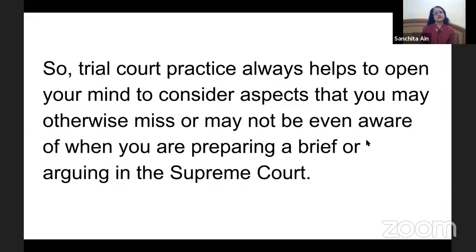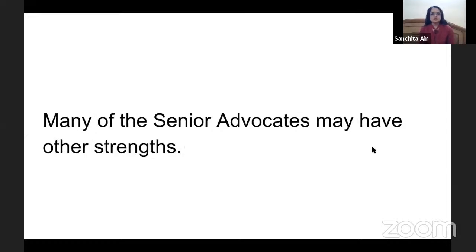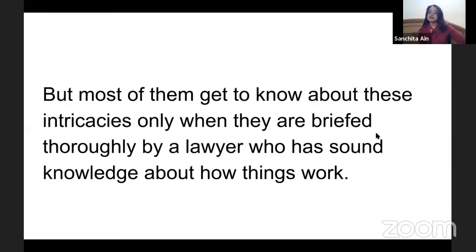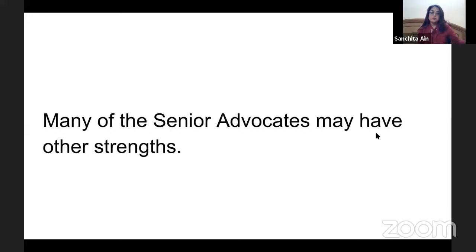If you're preparing a brief or arguing in the Supreme Court, so that much is there. I told you which are those aspects. Many of the senior advocates, most of the senior advocates, and we'll see that, have never practiced in trial courts, right? But they have their own set of strengths that helps them to get the kind of fees they get, right?